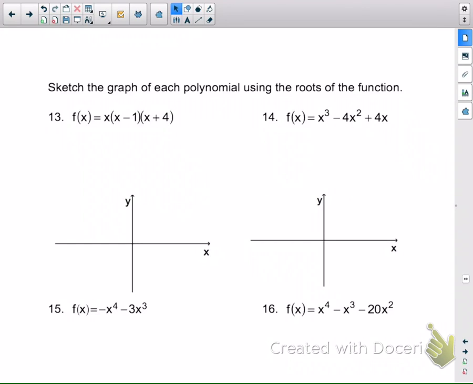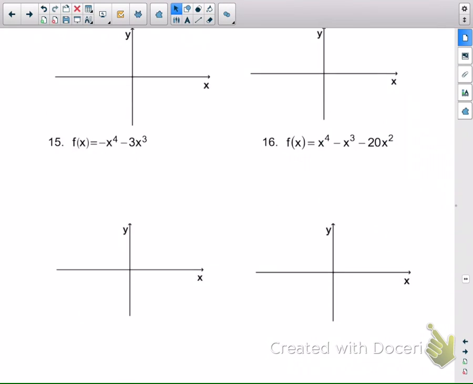So what do I take out first in 16? x squared. That's my common factor. Good. If I take that out, I'm left with x squared minus x minus 20. To factor that, I'm looking for factors of 20 that add up to what? Negative 1. Negative 20, yep. Negative 5, positive 4.